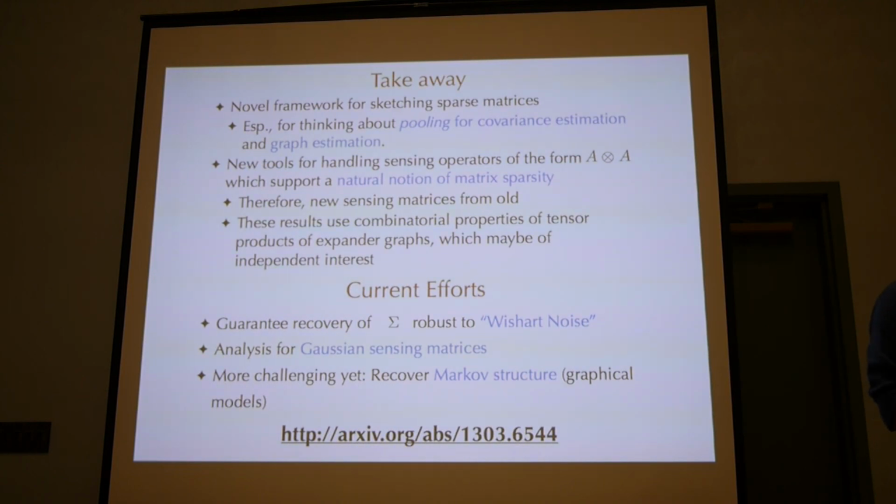And the more challenging part yet is that if sparse covariance matrices are only that useful, sparse inverse covariance matrices are way more useful, and frankly speaking, this is the problem we started with. Then I did the usual trick of making the problem simpler, and I looked at sparse covariance matrices, which turned out to be not as easy as I expected, but much more tractable. So we are now looking at recovering Markov structure, which is sparse inverse covariance matrices, from sketch data. So, thanks. And the arXiv paper is there.